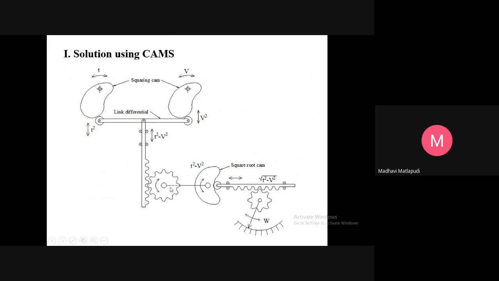Now we are getting it to a horizontal direction, wherein you put a square root cam. This is the path traced on this: a square root cam attached to a follower here. So the value of this will lead to the reciprocating motion of the rack, which is square root of T square minus V square. And this, through the gear, is read on the scale. That value will be W.